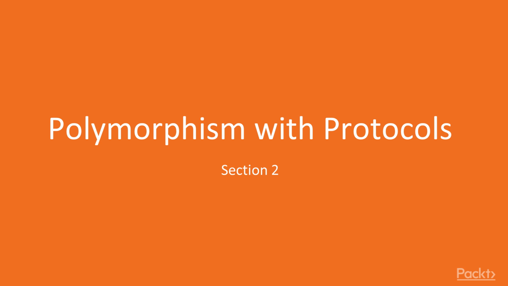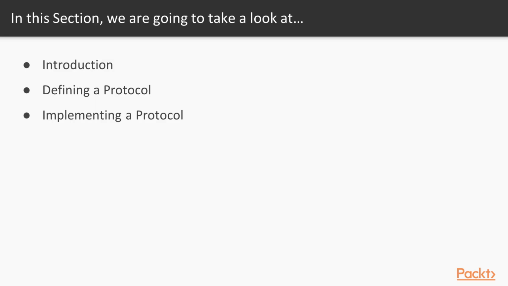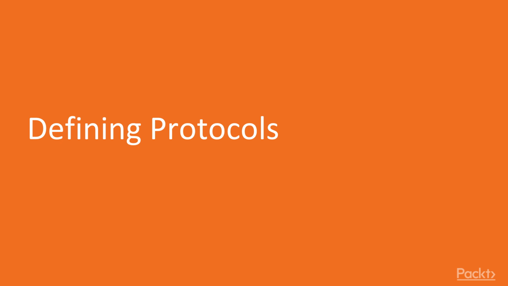In this section, we're going to be tackling the concept of polymorphism and how we can achieve it in Elixir by using protocols. We'll start with a quick definition of polymorphism and see how we can achieve it for Elixir types using protocols. After that, we'll see how we can define protocols and then proceed in implementing them for existing Elixir types and structs. Let's get on with the first video, defining protocols.